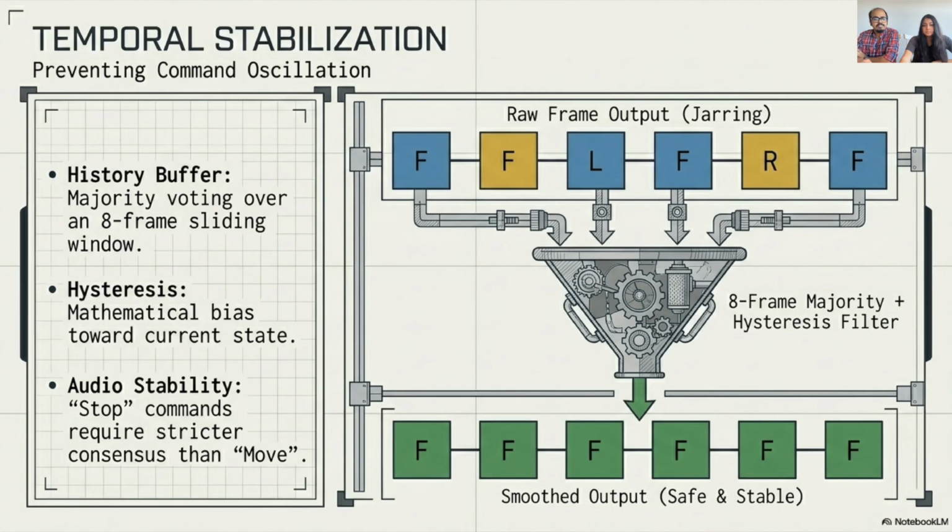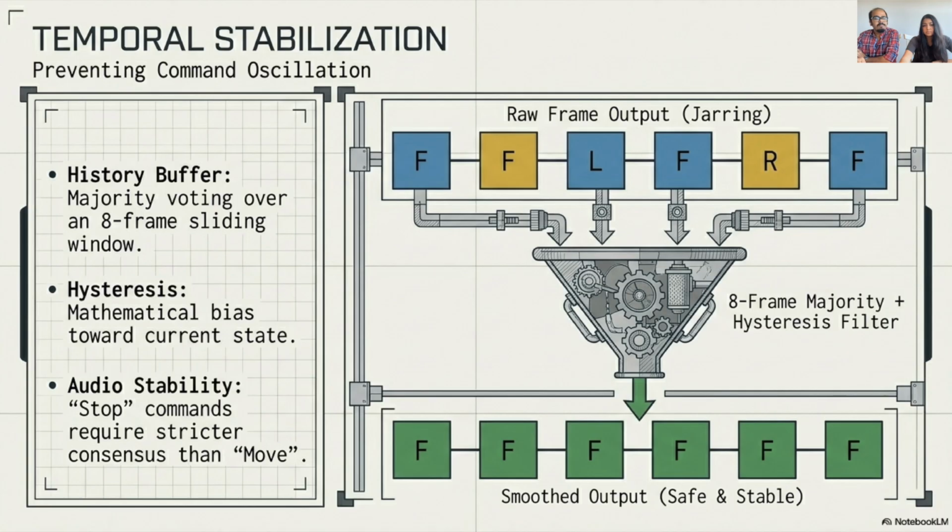Let me talk about the temporal stabilization we are doing and how we prevent command oscillation. At 30 fps, sensor noise and small camera jitter cause column scores to fluctuate frame to frame. A pure per-frame policy emits forward, forward, left, forward, right, useless to the user. 3 mechanisms fix this. A history buffer holding the last 8 frames. The committed output is the majority vote. A single noisy frame cannot flip the command.